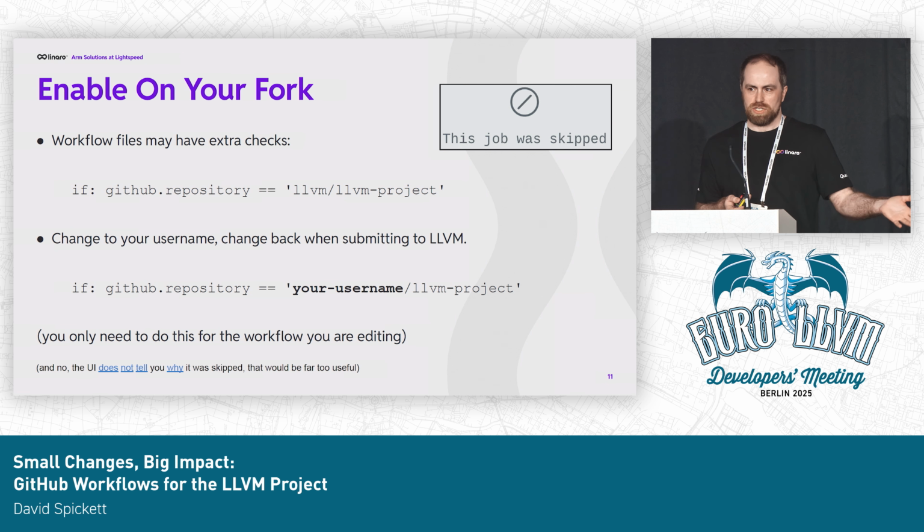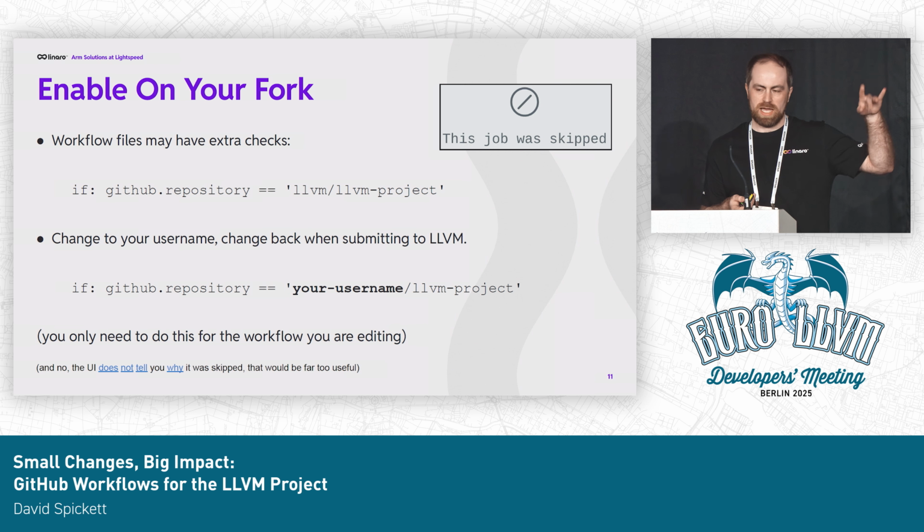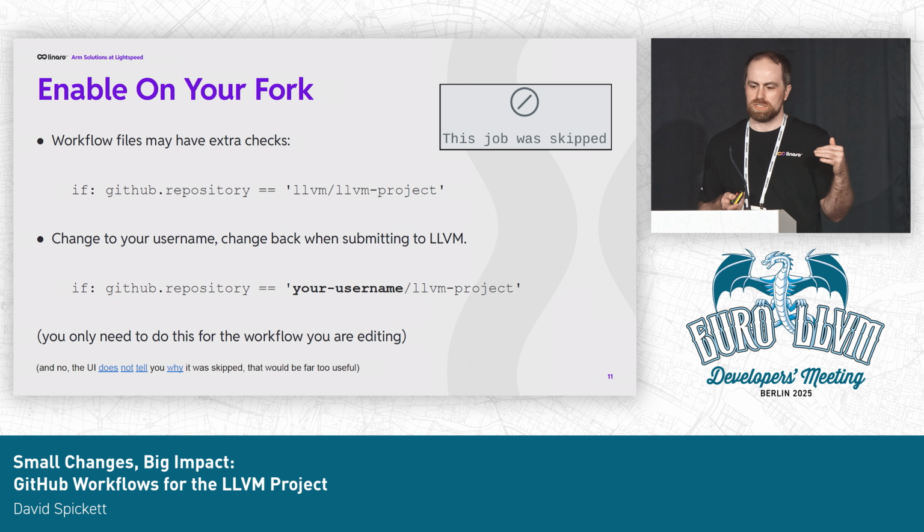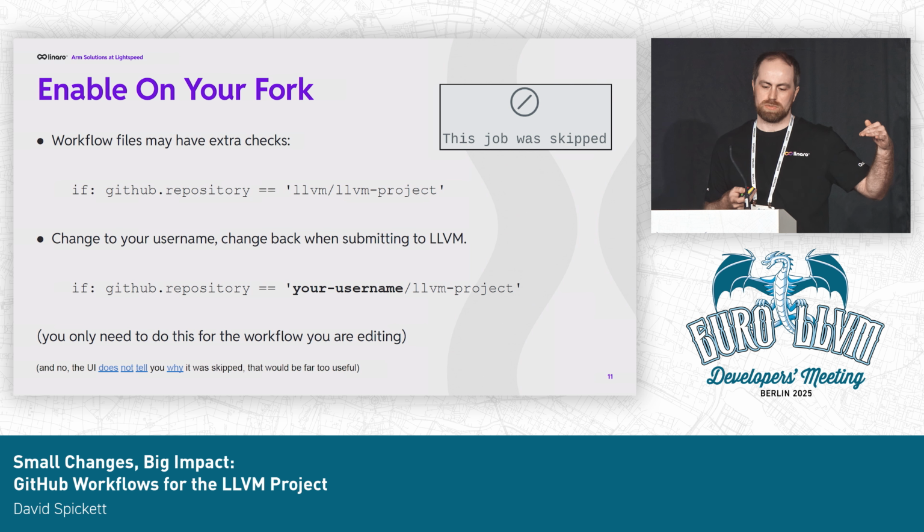I mentioned some extra checks earlier. You go click that box in the Actions tab, and then you'll see a bunch of jobs that say this job was skipped. Unfortunately, it doesn't say in the UI why it was skipped, but it'll be these checks. They currently point up to upstream LLVM, so if you run them on any other repo, it just skips. Just change that to your username, and it will start running.